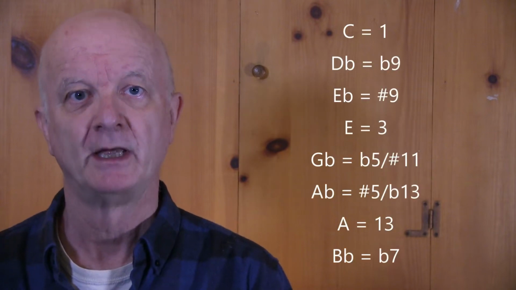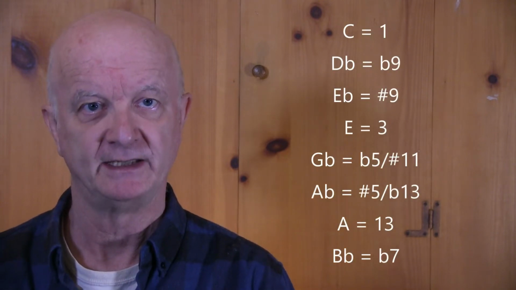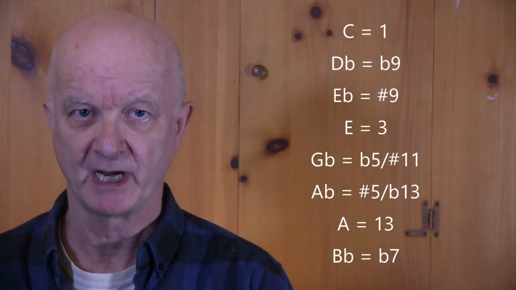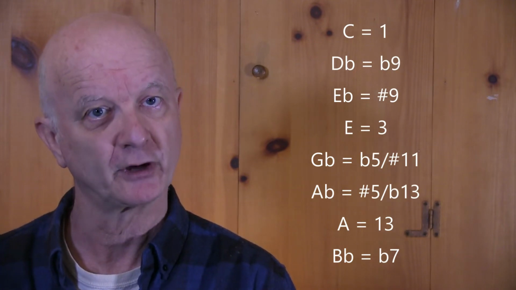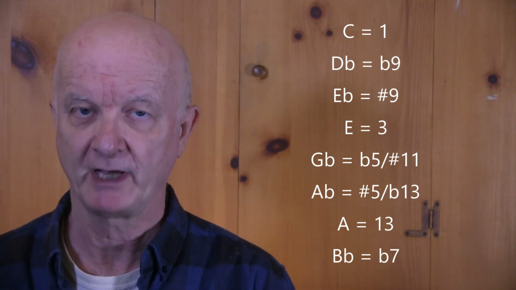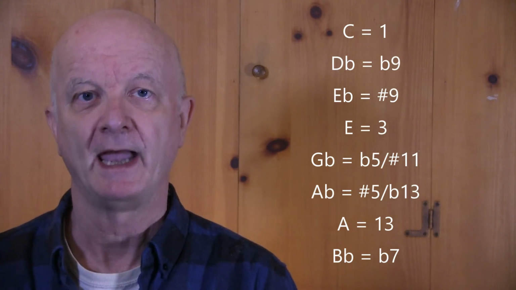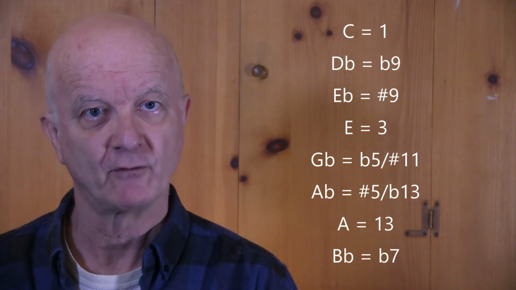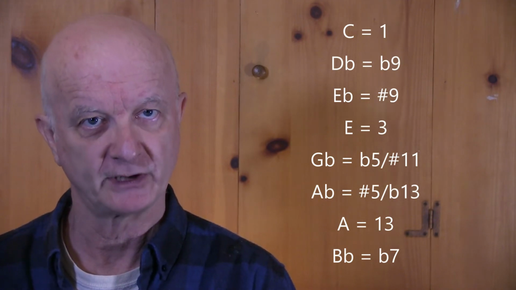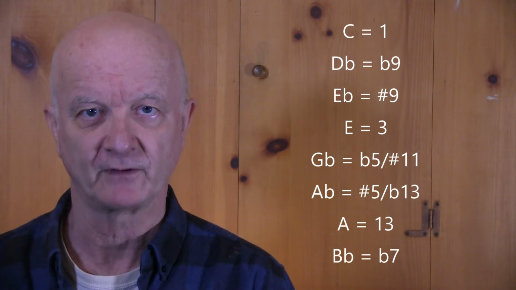If we think of these relative to a C root, they are as follows. C is 1. D flat is the flat 9. E flat is the sharp 9. E is 3. G flat is the flat 5 or sharp 11. A flat is the sharp 5 or flat 13. A is the 13, and B flat is the flatted 7.